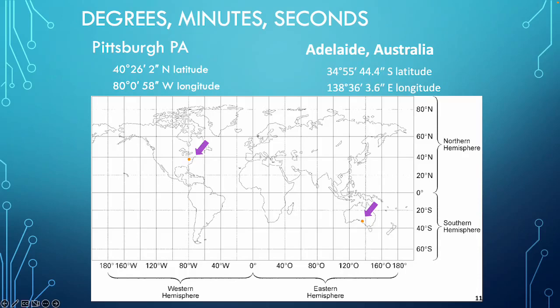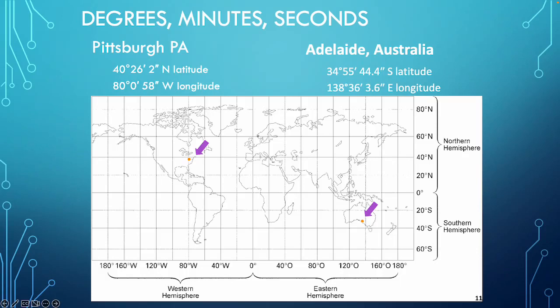All right. So Pittsburgh, more precisely than 40 degrees north and 80 degrees west, is 40 degrees, 26 minutes, and 2 seconds. Adelaide, which is in the opposite hemisphere, so in the southeastern hemisphere as opposed to the northwestern hemisphere, is 34 degrees, 55 minutes, 44.4 seconds south latitude. And this is 80 degrees west. This is 138 degrees east. Okay?